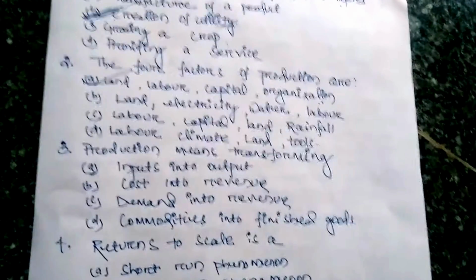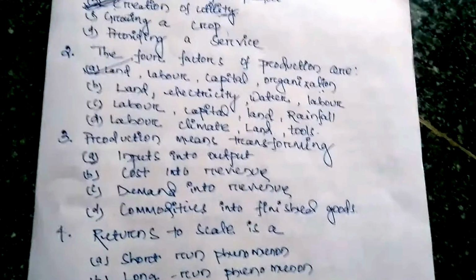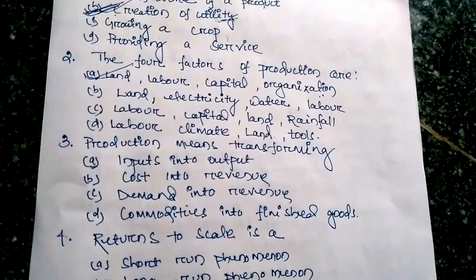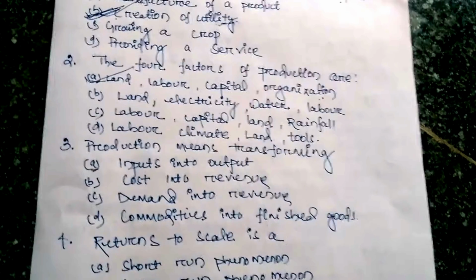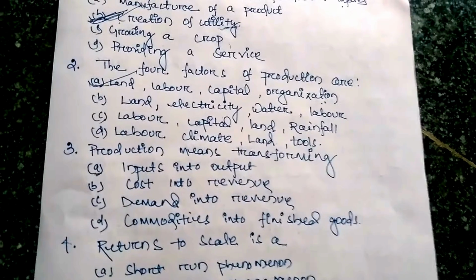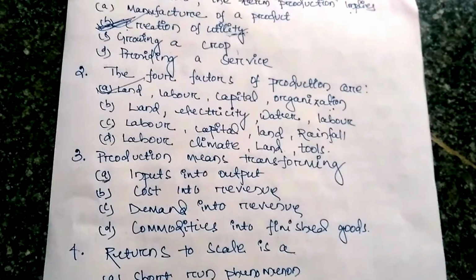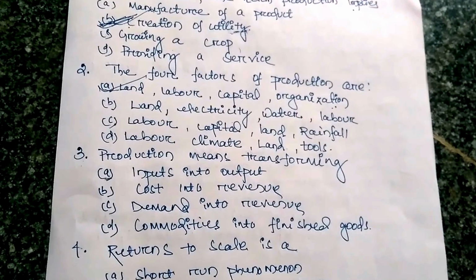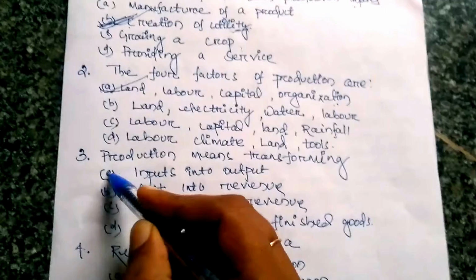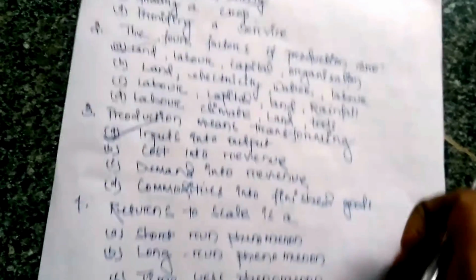Production means transforming. Means what? Just now I said that production is nothing but utilizing, putting our input in the production process and finding our output. This is production, transforming input into output. So the right answer is option A.